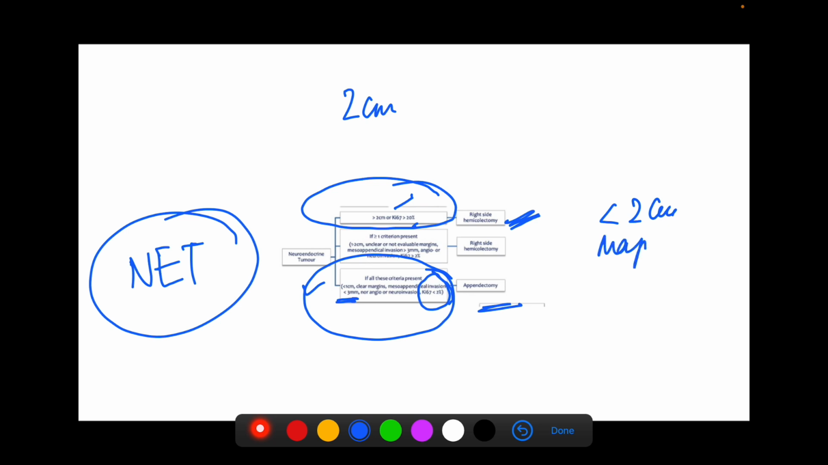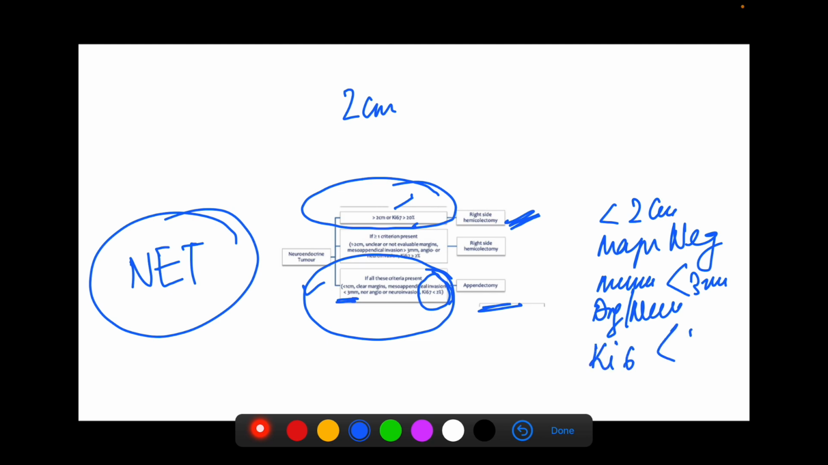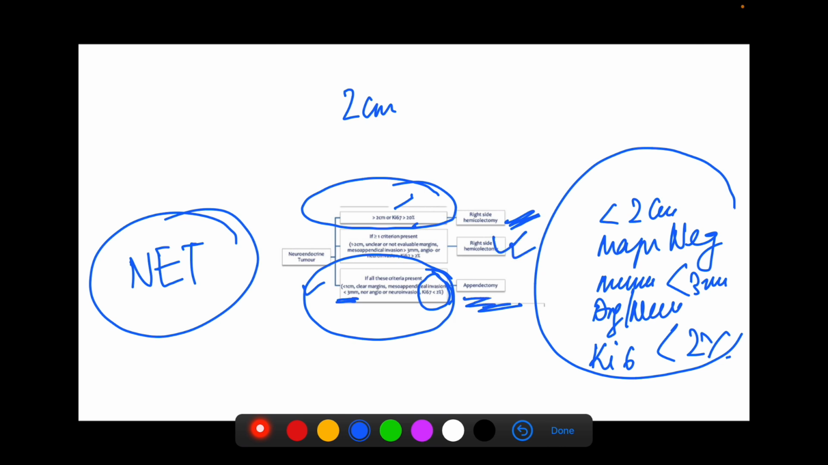Margin negative, no mesoappendiceal invasion or invasion less than 3 millimeter, right? No angio or neuroinvasion, Ki67 less than 2%. So if all these favorable points are there, go for appendicectomy only. If any one of these is positive, go for right hemicolectomy. So that's the principle for neuroendocrine tumor of the appendix.